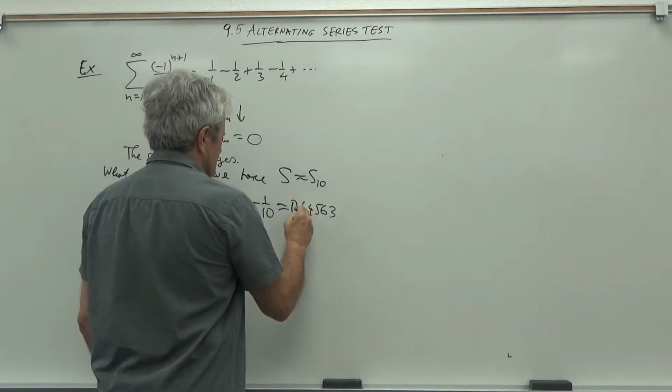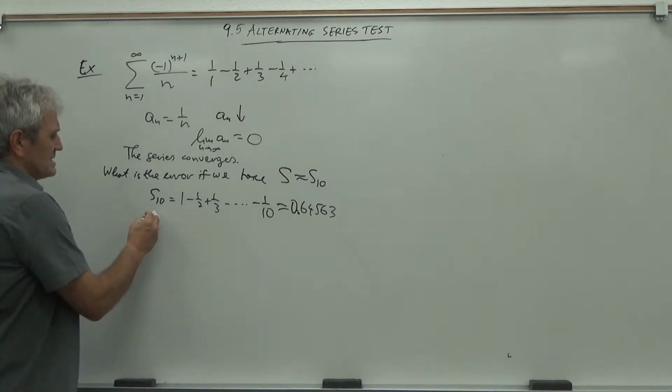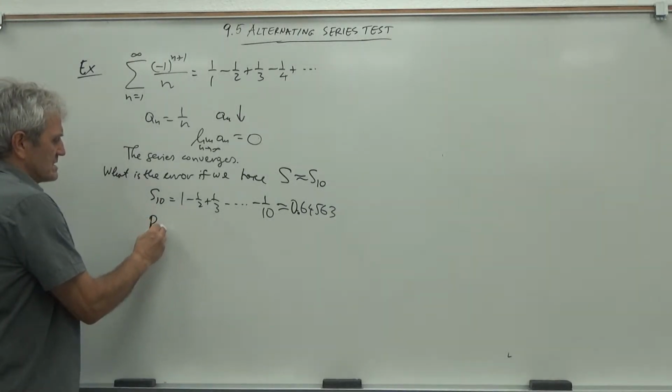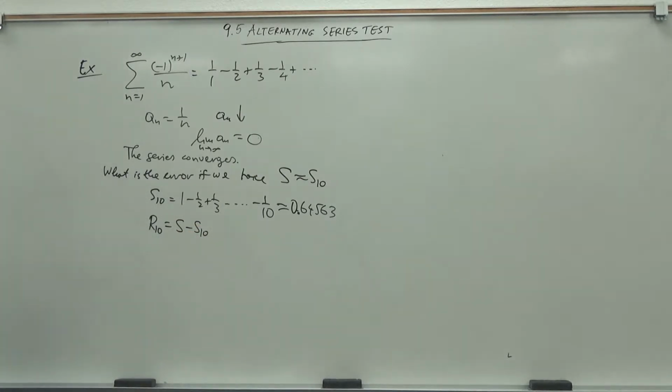My question is, is that correct? No, it's not. We are a little bit off. My question is, by how much? How much can we guarantee our result? And actually it's quite clear. So when we cut it at S10, we get the error R10, that's S minus S10. So how much did we lose when we cut it off?